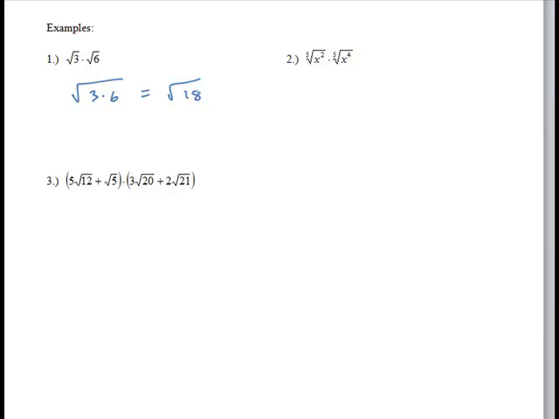Square root of 3, square root of 6 could not have been simplified at the beginning, but now that we multiply them together, we have a new radical which can be simplified, which we know how to simplify radicals at this point, so it simplifies to 3 times the square root of 2.